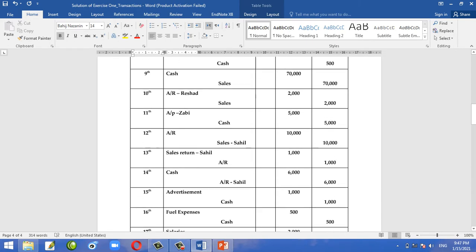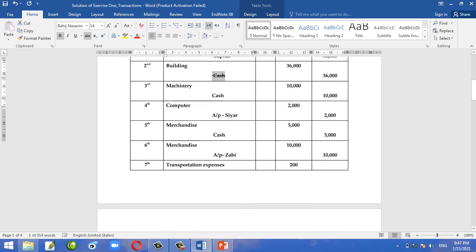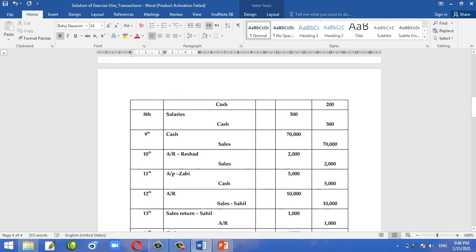Now come to the second one. Do you have cash here? No, we don't have it in the first one. We have in the second one. That is how much? 36,000 as credit. I have to write 36,000 as credit. So the left side is the debit side, and the right side is the credit side. I will write like this or like this. So 80,000 as debit and 36,000 as credit.